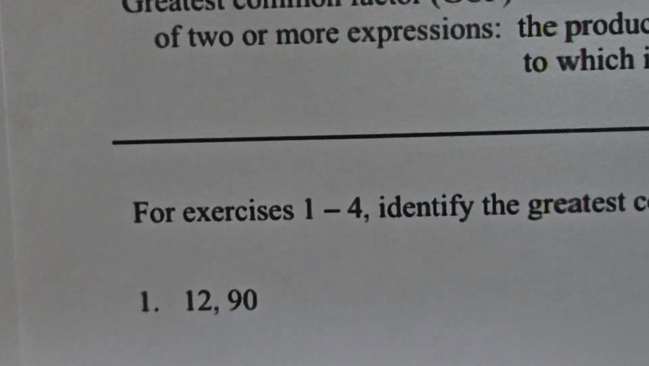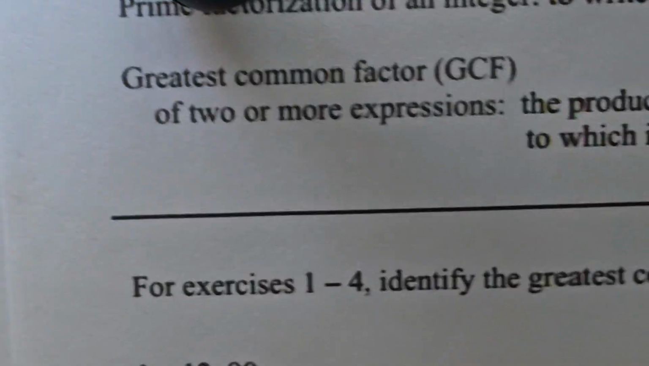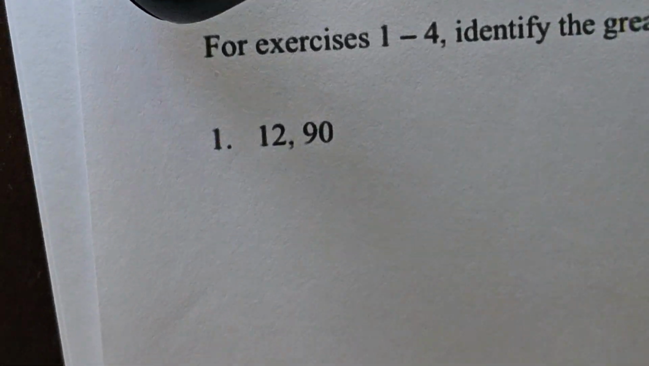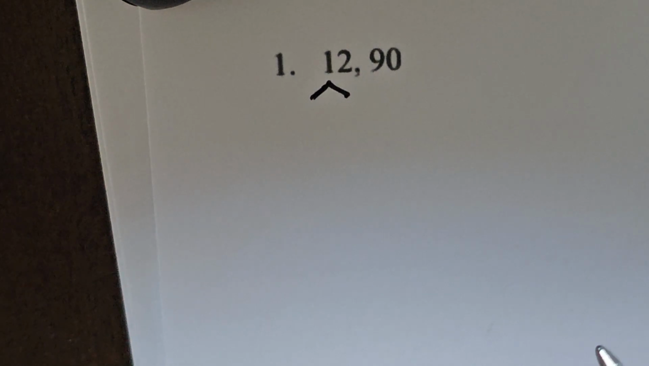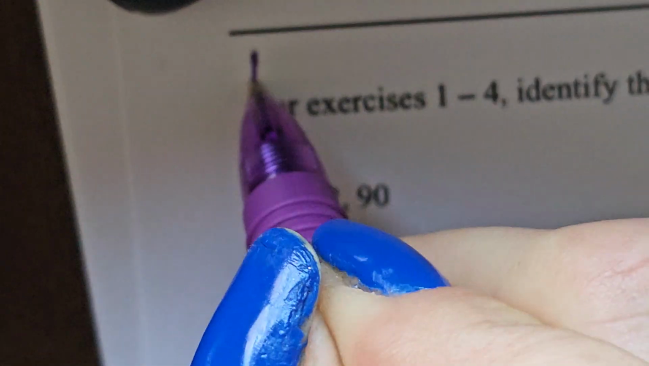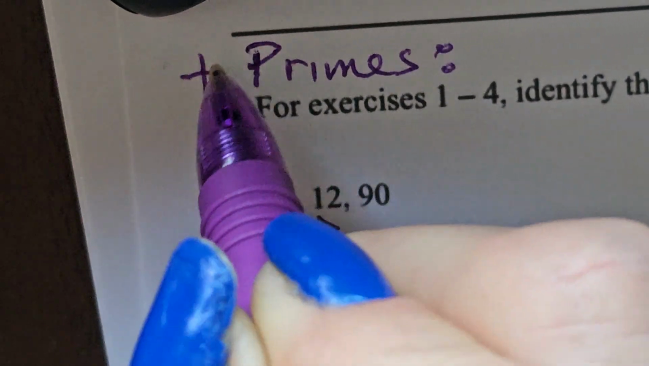All right, so what we have in exercises 1 through 4 is to identify the greatest common factor. Again, the GCF, and again, we're going to be using factor trees. So hopefully everybody has brushed up on their factor trees. If we're going to factor, remember we're going to factor with primes. So I always start with, and let me do a quick reminder, primes. Just to give you a little list of the beginning primes.